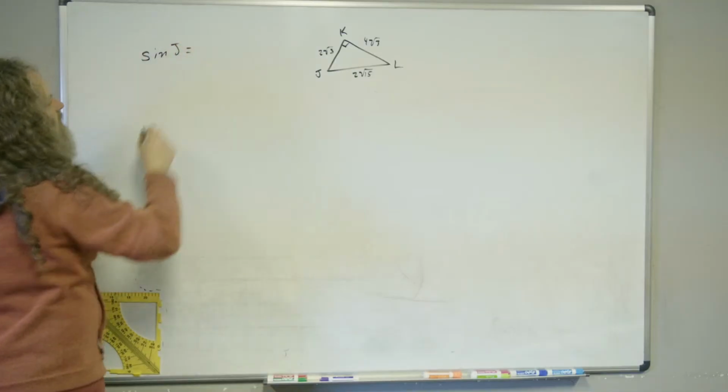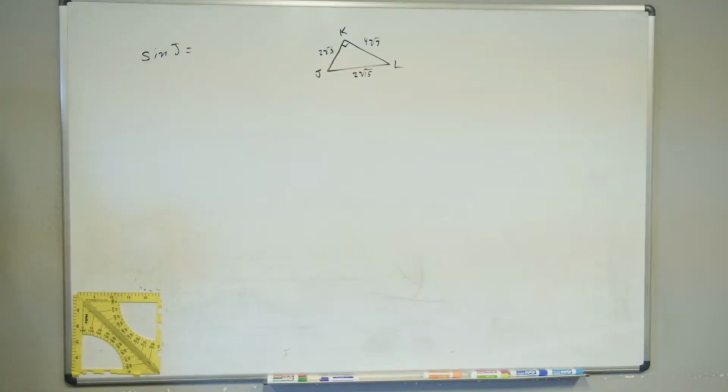So starting with the sine of J, what is sine in opposites, adjacents, hypotenuse? Oh, you got a bloody nose, you need to get, here's a Kleenex. Oh, dry air. All right.